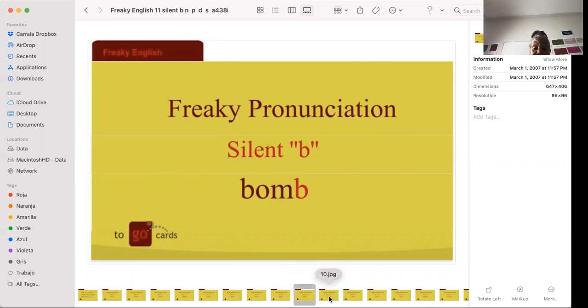Bomb. Comb. Subtle. I did not know how to spell this word. I knew the word subtle. I did not know how to spell the word. And for the longest time, I wanted to get the dictionary definition of the word subtle. To be subtle means to underplay, to understate.